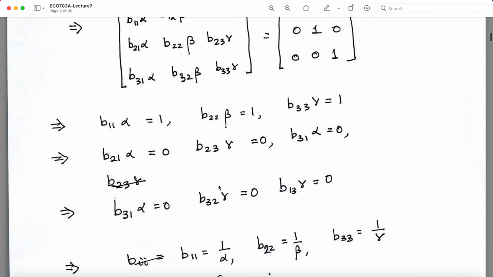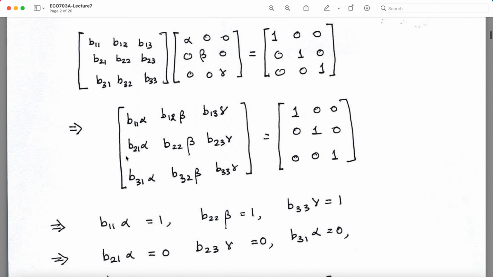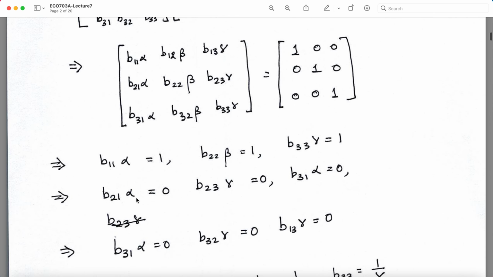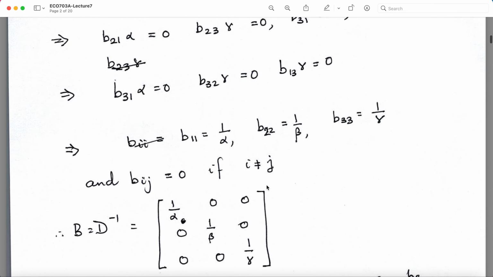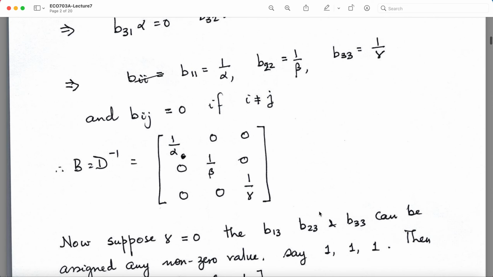So what about the rest? So B21, for example, B21 alpha is 0, because alpha is not equal to 0, so B21 must be 0. B23 gamma is equal to 0. If gamma is not equal to 0, B23 must be equal to 0, and the rest are all 0. If i is not equal to j, all the bij's are 0, and so B is equal to D inverse, which is actually given in this form. So it is 1 by alpha, 1 by beta, 1 by gamma. Those are the diagonal entries, and every other entry is 0.